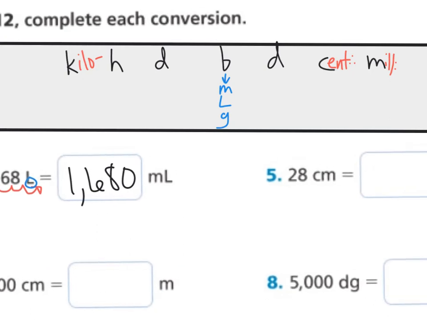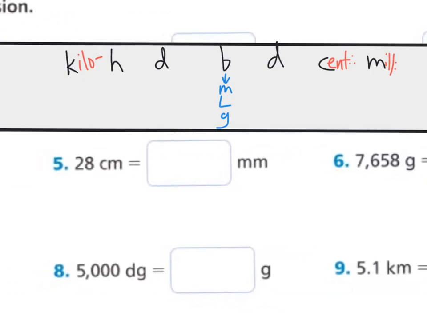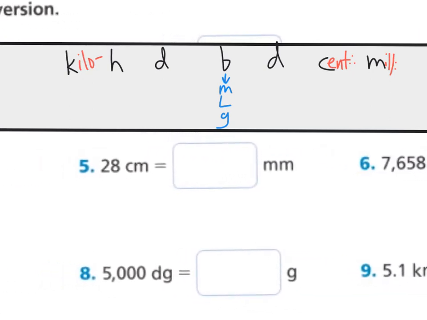Number 5, we have 28 centimeters, and we're trying to get to millimeters. So for this, going from centimeters to millimeters, that would be going 1 spot to the right. Our decimal would start here after the 8, and so if you move that over, add a 0, that would be 280 millimeters.